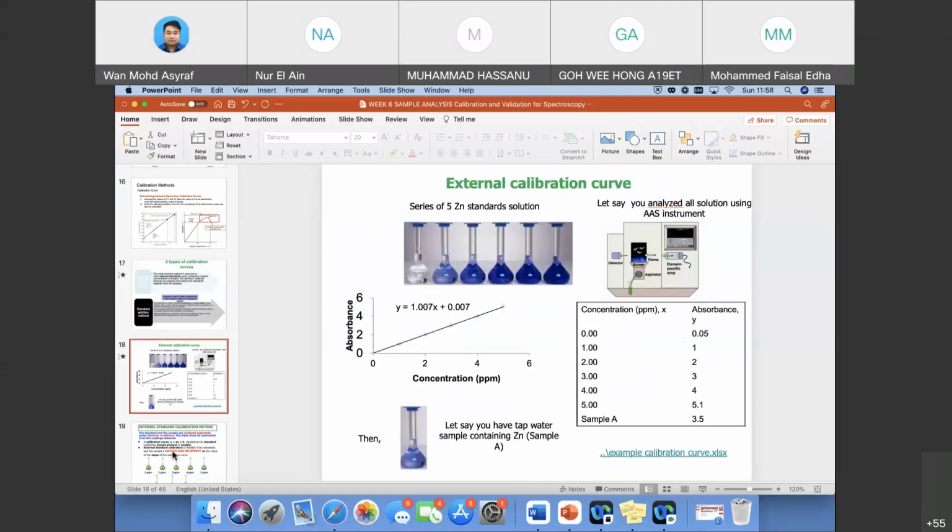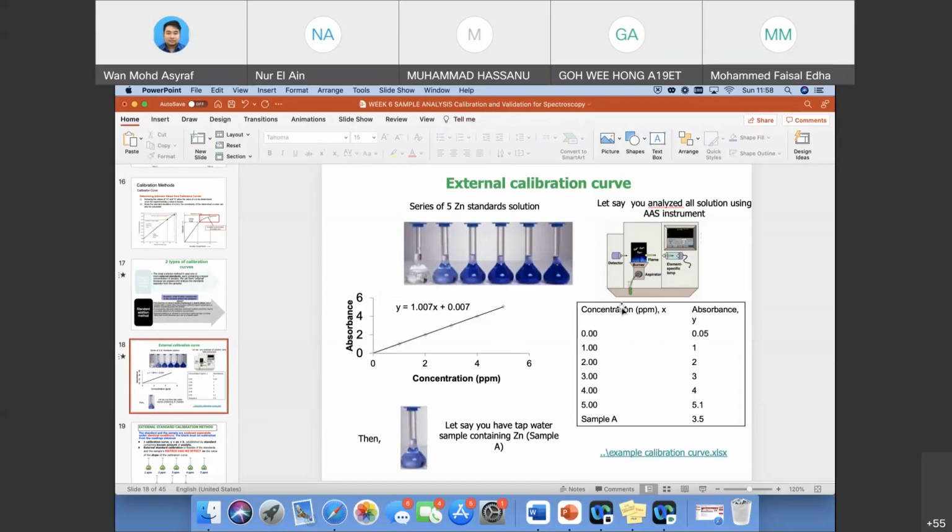Now we look at the external calibration curve, the first type of calibration curve that I mentioned before and have discussed before this. When you look at this picture, the first volumetric flask here, what do you think it is? Any guess? This is a zinc standard solution. Is it a reagent blank? Yes. Good. So basically, the first one is the reagent blank.